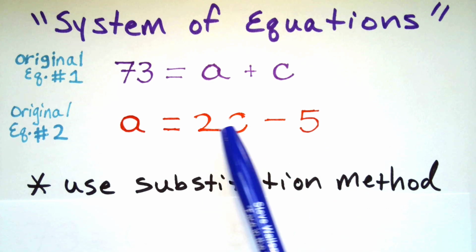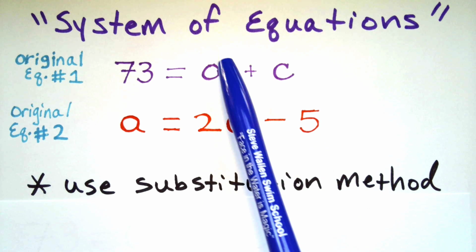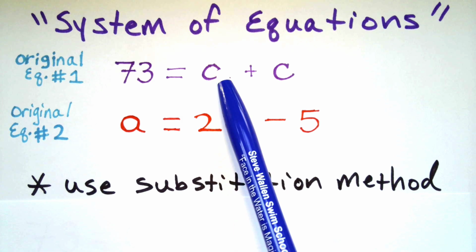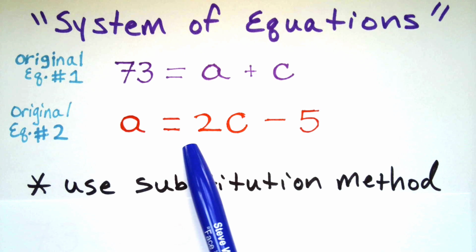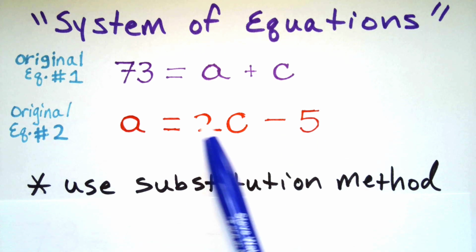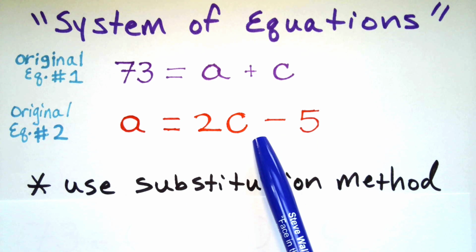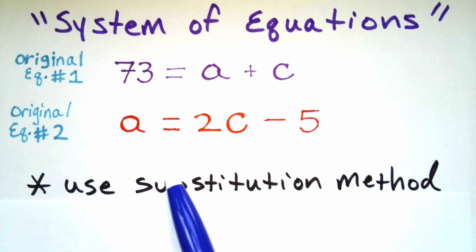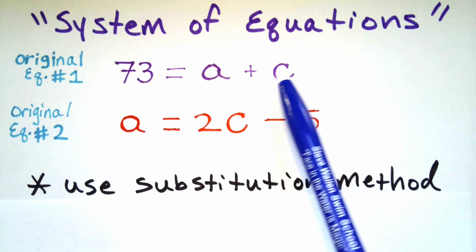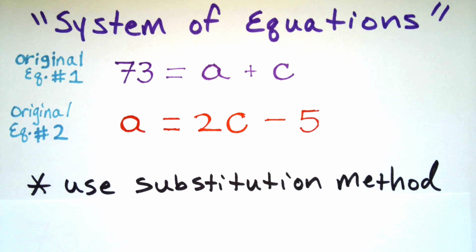I could take 2C plus a negative 5 and substitute it right here for A in original equation number 1, right? Because A equals this value right here. So I'm going to substitute 2C plus a negative 5 for the A in original equation 1, and then I'm going to solve for the variable C. And let's just get right on in here to it. Let me show you those steps now.